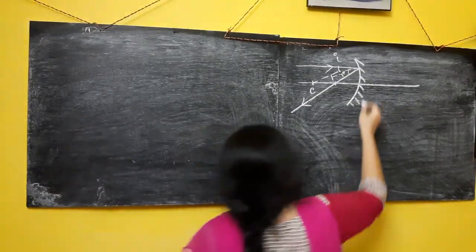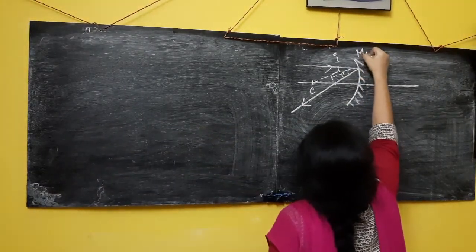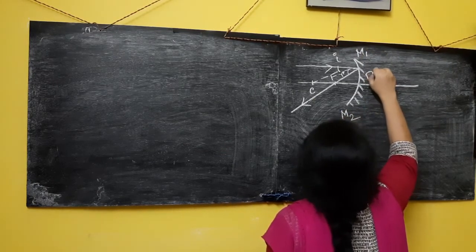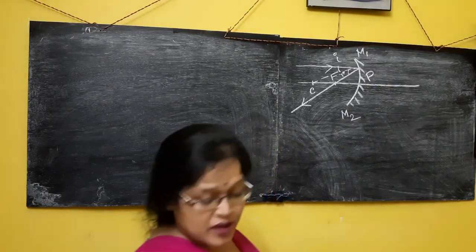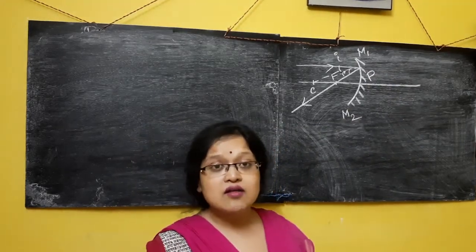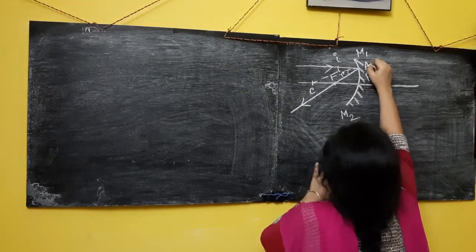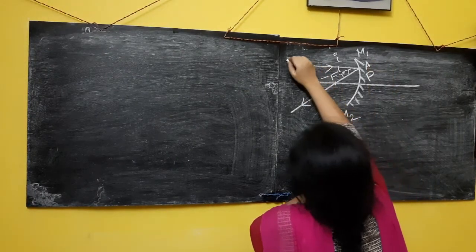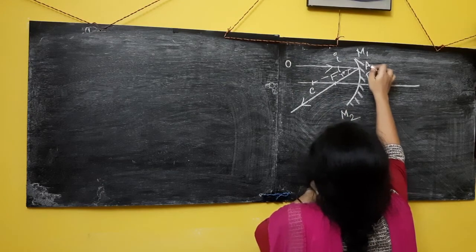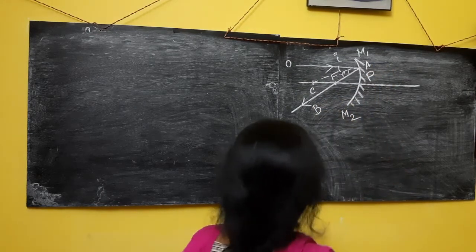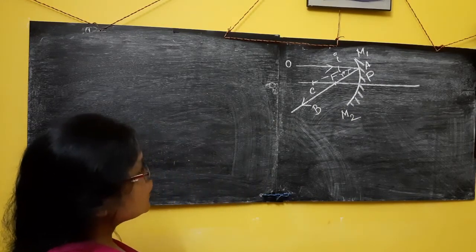So let's make the numbering. The mirror I will denote as M1, M2. The pole of the mirror, the middle portion of the mirror, is taken as P. The point where the ray is incident, I will take as A. Done. So this is the ray, suppose from O, it comes, falls on A, moving towards B.